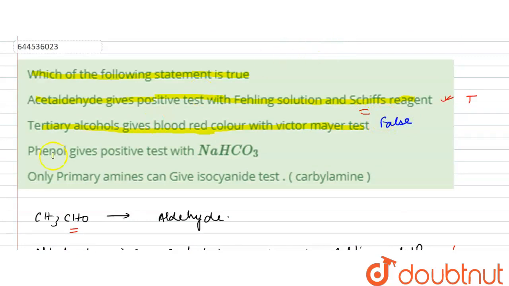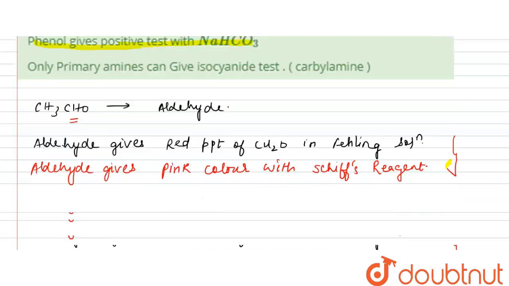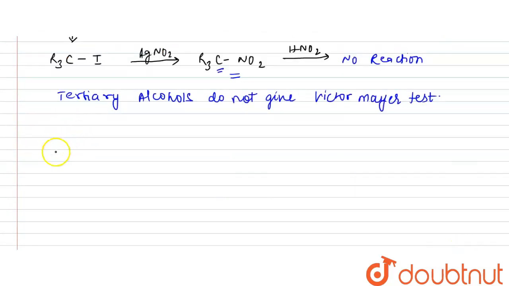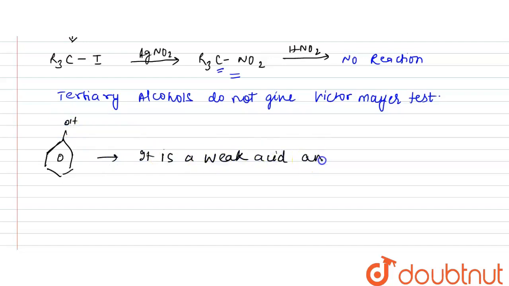Let's see the next one, that is phenol gives positive test with NaHCO3. Is it true? Definitely it's not true because this is phenol, and actually phenol is a very weak acid. It is a weak acid and does not liberate, it's very important, does not liberate CO2 with NaHCO3. This is very important.